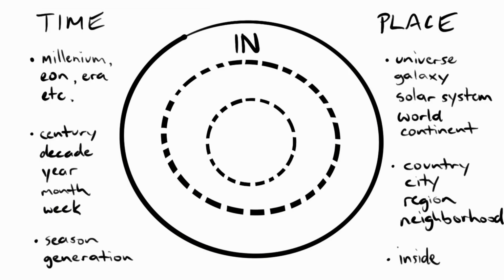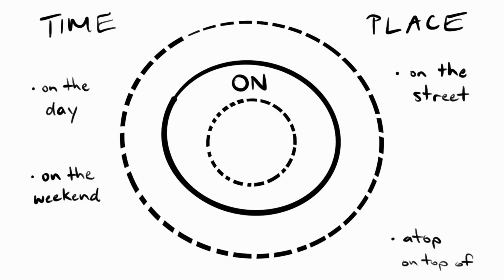So I could say in the year 2023, in the month of June, in the second week of June, and all of that would be grammatically correct. In, down to on. On is the next circle within these concentric circles, within this target or this bullseye.